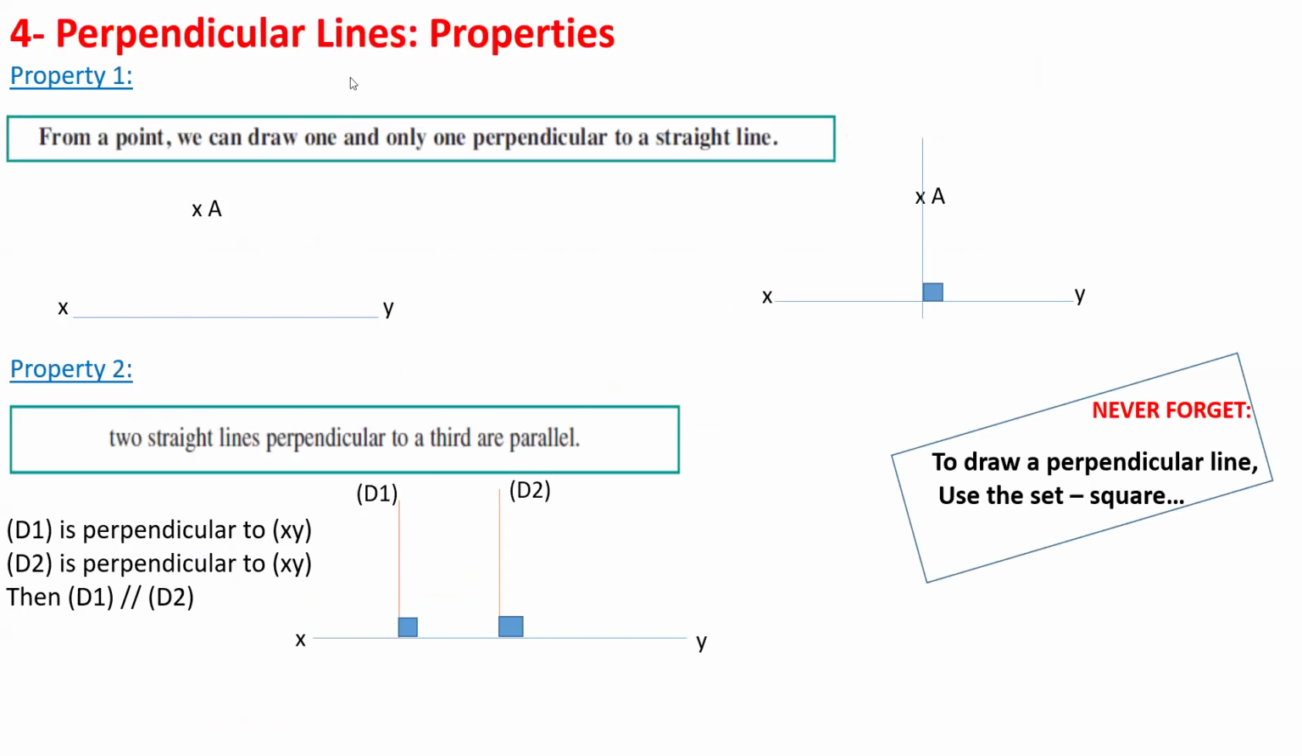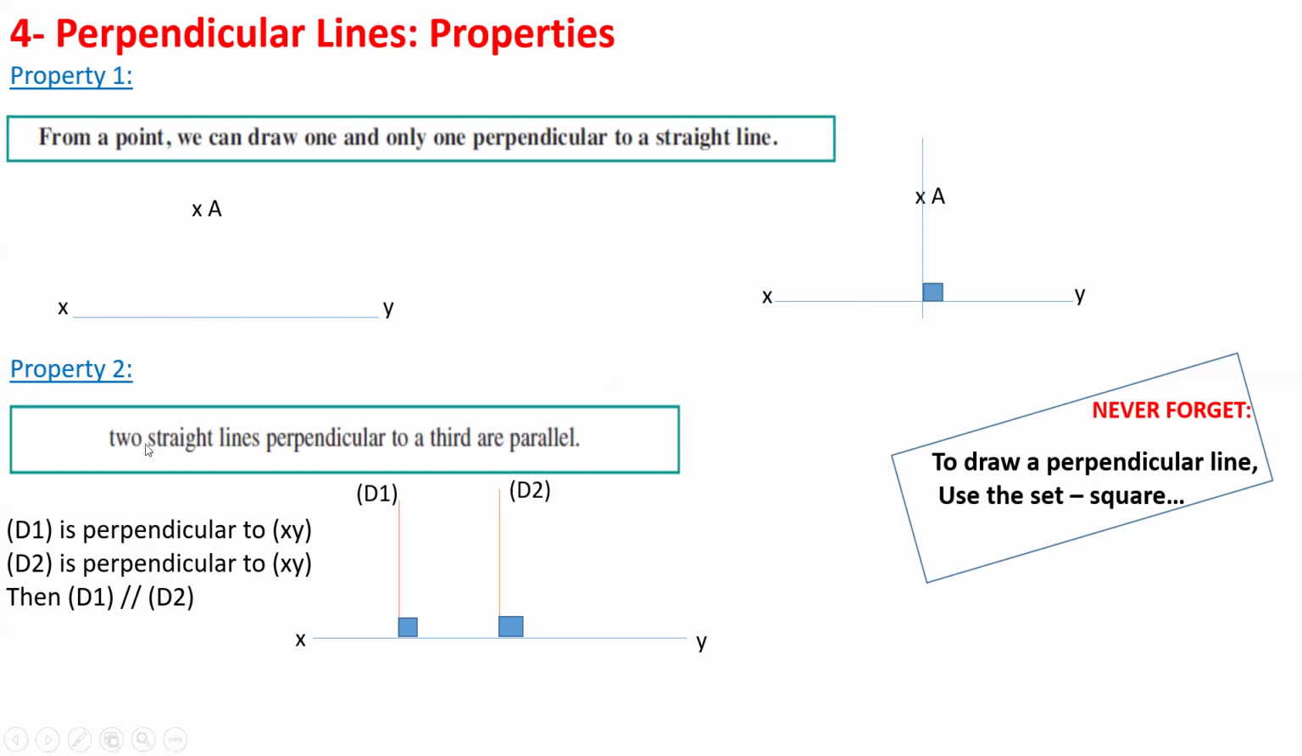What are the properties of perpendicular lines? Property number 1, also if we have a straight line XY and a point A not on the line or outside the line, how many perpendiculars can we draw to XY passing through A? As you can see, passing through A, we can only draw one perpendicular to the line.